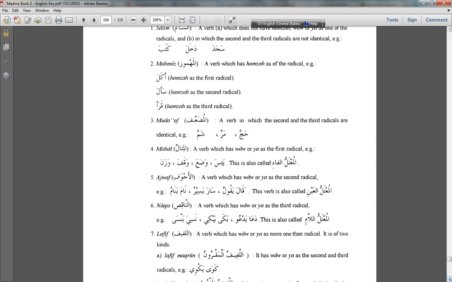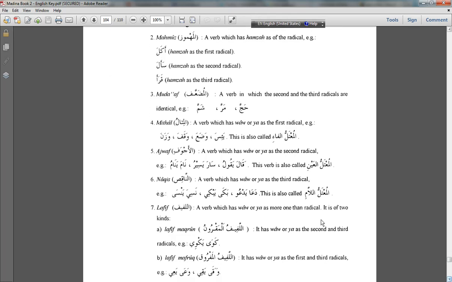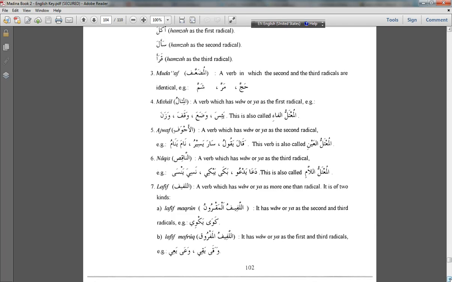Now there are two kinds of that. Lafif maqroon, which has waw or ya as the second and third radicals, kawa yakwi, and the literal meaning of maqroon is joined. So you see the waw and the ya are joined together, so therefore this is known as lafif maqroon. Lafif mafruq, separated, it has waw or ya as the first and third radicals, like waqa yaqi and wa'a ya'i. So you have the waw and the ya as the radicals and the qaf in the middle, which separates the two, so therefore it's called mafruq.